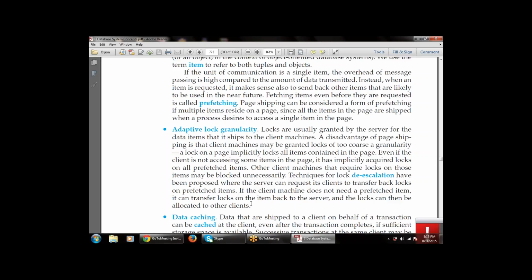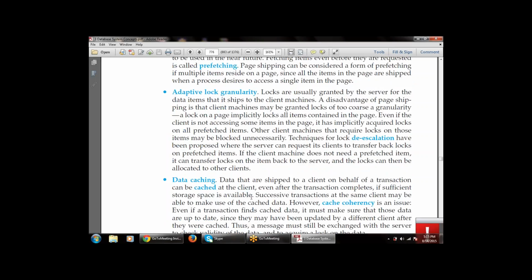Next is data caching. How do we use data caching? What is the requirement of using data caching? Data that are shipped to a client on behalf of a transaction can be cached at the client, so they are available at the client machine even after the transaction completes, if sufficient storage space is available. If there is any storage space available, they can access and use the data. That is data caching, which provides the various caching techniques that are used.